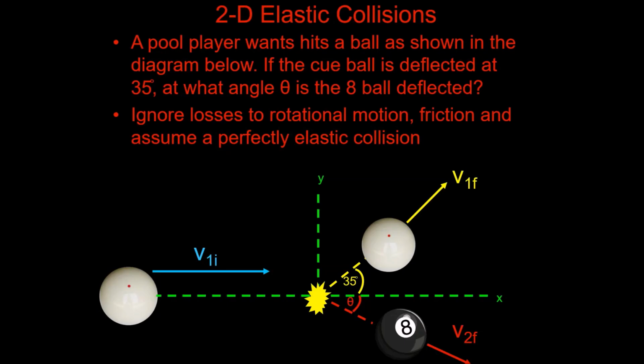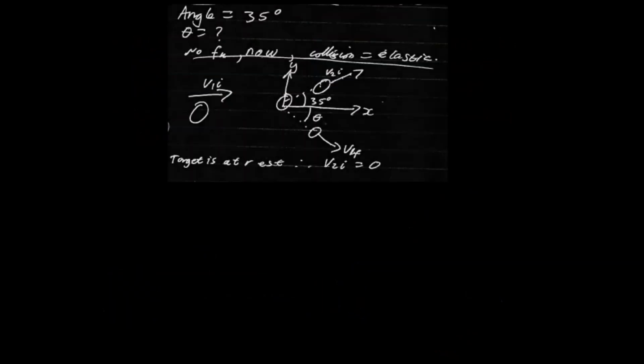You should immediately say that this angle here, theta, is 55. If this total angle here is 90, this is 35, this theta here should be 55. Hopefully someone's not trying to play you. So these balls will both be the same mass. If we analyze this a bit more, we can draw this as a diagram. We're saying if one angle here is 35, angle theta here is unknown. Target is at rest, v2i is 0.